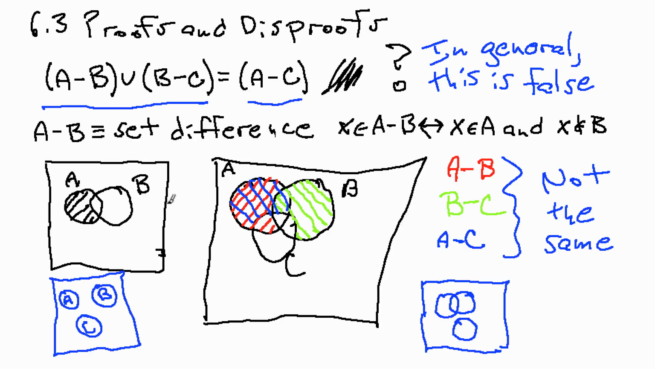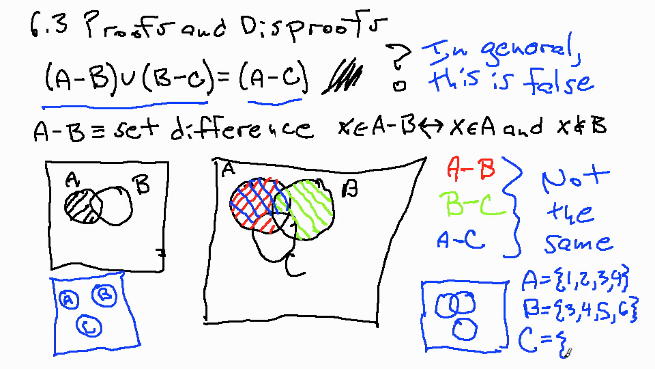Now, the other thing that we could do here is we could actually put some numbers in here. We could create different sets. We don't have to just use pictures. For example, I could come over here and I could say, let A equal 1, 2, 3, 4. And I could say, let B equal 3, 4, 5, 6. And I could say, let C equal 8 and 9.